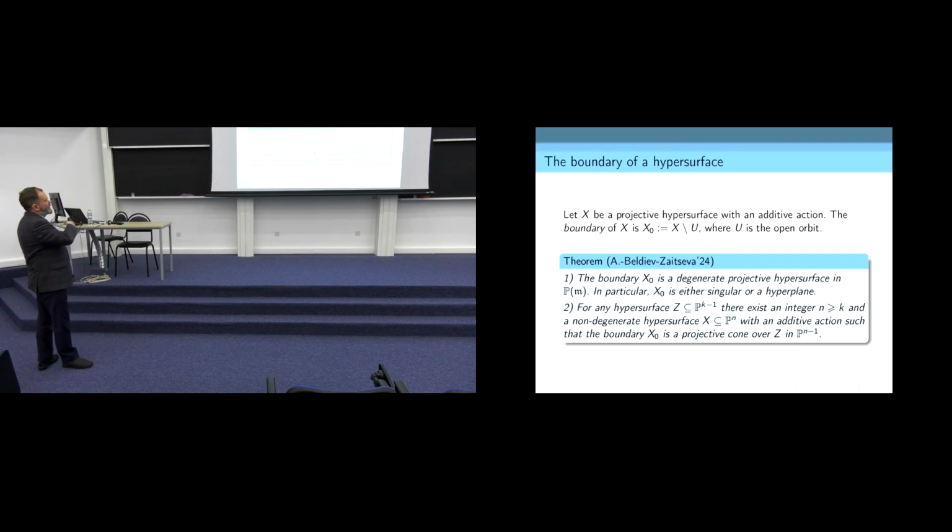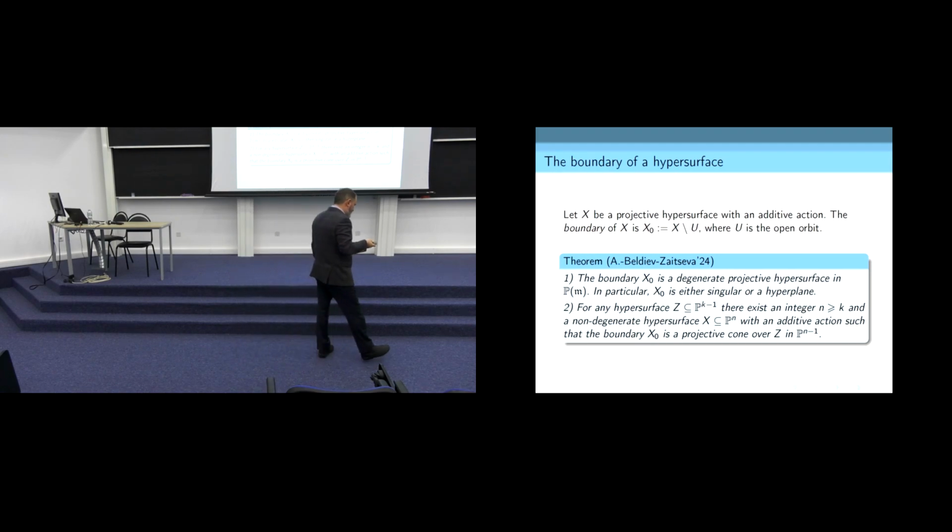So firstly, a boundary is always a projective cone over some other hypersurface. And vice versa, you can take an arbitrary projective hypersurface Z. Then there is a bigger projective space and a hypersurface X in this space such that the boundary of X is a projective cone over this hypersurface Z. So in some sense, up to taking projective cones, any projective hypersurface may be realized as a boundary of another projective hypersurface with respect to the additive action.